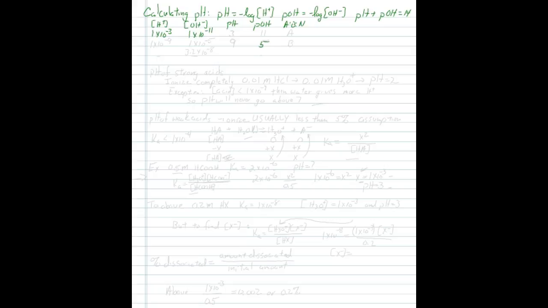The negative logarithm of 1 times 10 to the negative 3 is 3. Remember, logs are exponents, so plug that in your calculator, or if it's 1 times 10 to the power, then it's just the exponent. That would give you a pH of 3, and then a pOH, which has to add up to be 14, of 11. And that makes it an acid.